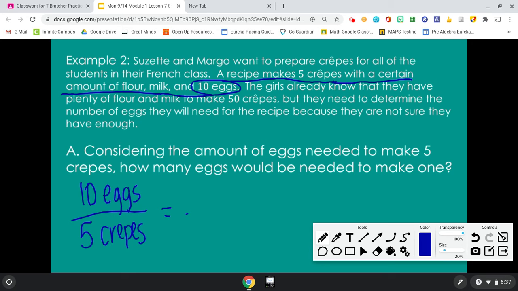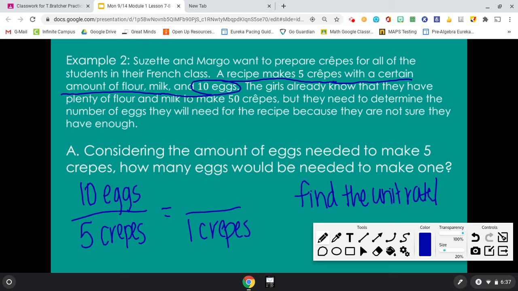So if we want our denominator to be 1, remember you can just divide. We're just finding the unit rate again, or that constant of proportionality. And 10 divided by 5 is pretty easy. It's telling us that we need 2 eggs for every 1 crepe. So pretty simple. Again, this is finding the unit rate. You are just reading the problem.